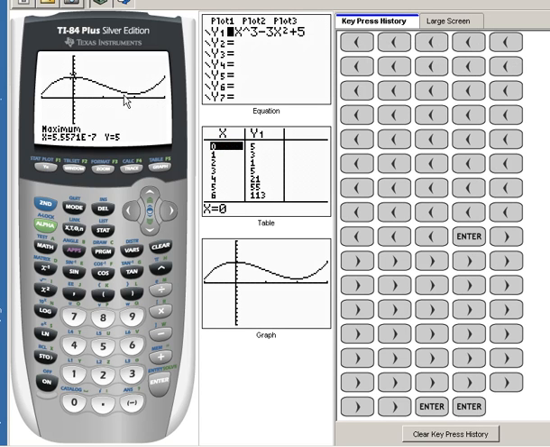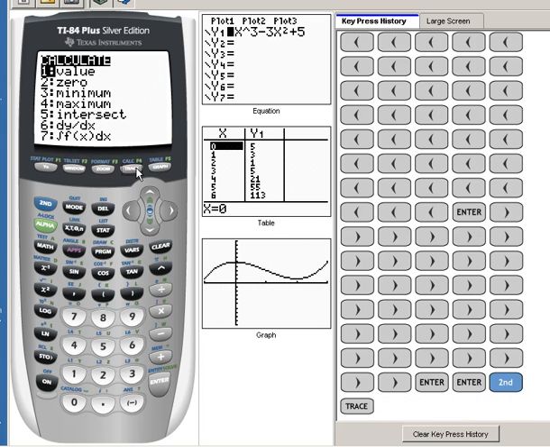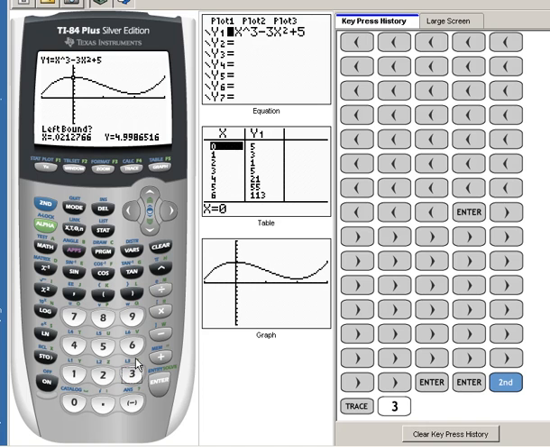We need to find this minimum value right here. So now we're going to repeat the process. Second, trace. But instead of choosing maximum, this time we want to choose minimum, which is number 3. But our directions are going to be the exact same.